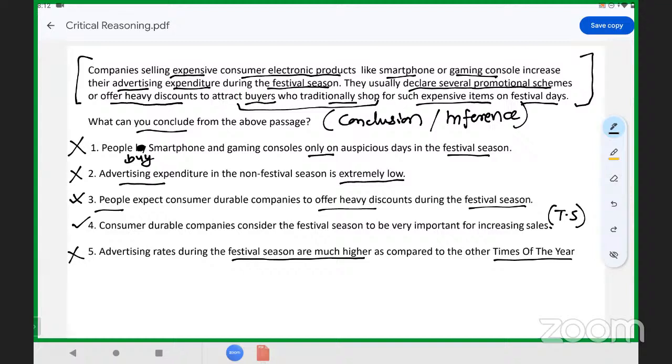And the last option: consumer durable companies consider the festival season to be very important for increasing sales. Yes, they do consider it important because, first, they attract traditional buyers. Second, they do massive advertising. And third, they offer heavy discounts. So yes, it is important for them, and that is why they implement all these three strategies. So your answer will be option four.